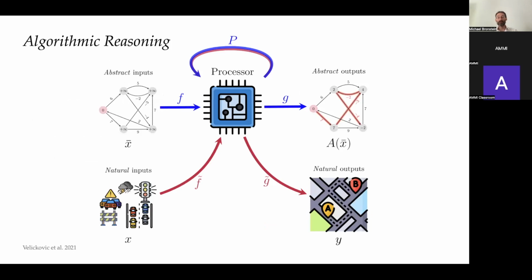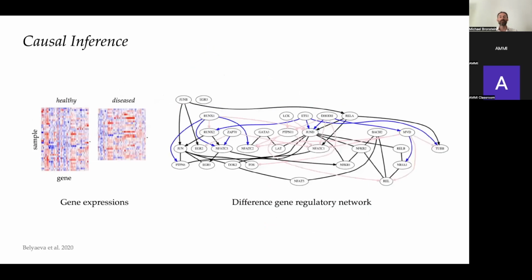Another topic is algorithmic reasoning. I think that was mentioned by Petar, where it's an attempt to marry our algorithms with neural networks to take advantage of both worlds in terms of generalization, interpretability, and generalization across data and across tasks.